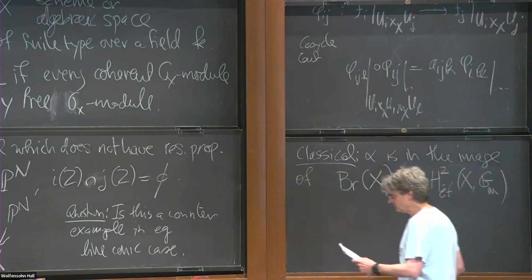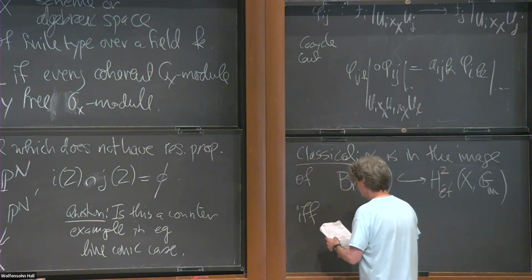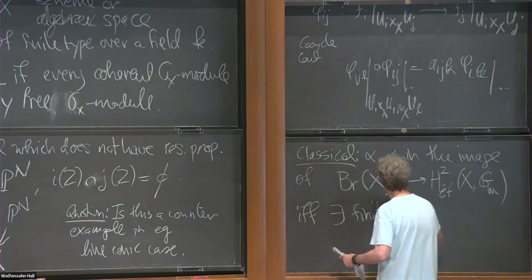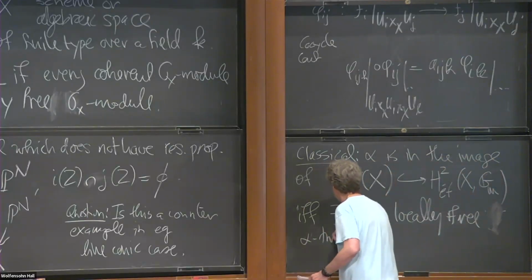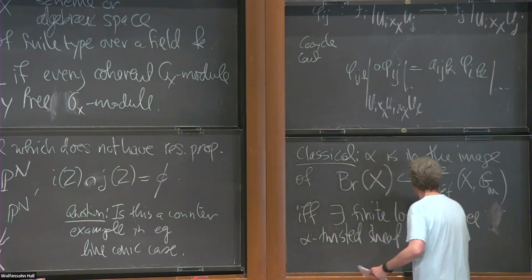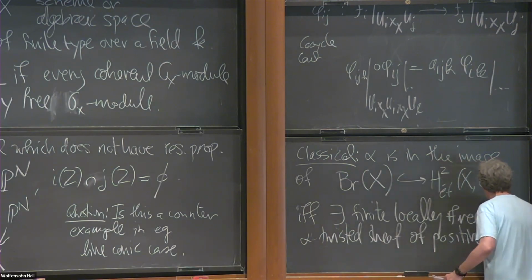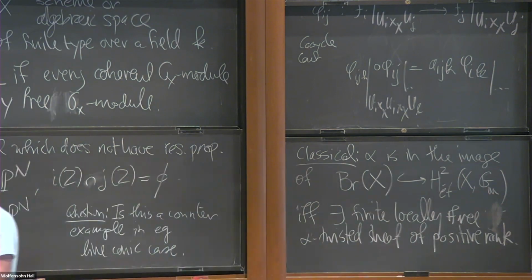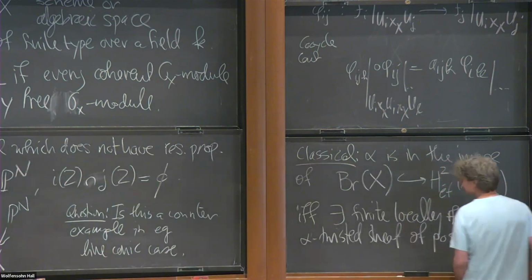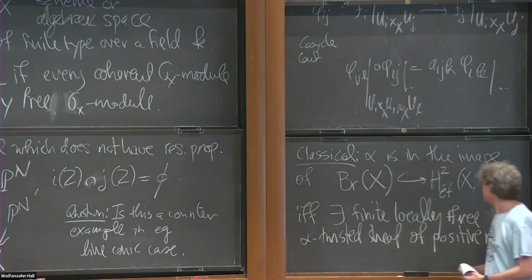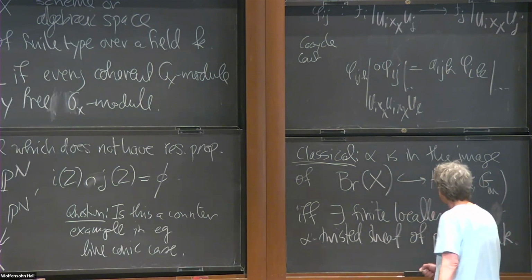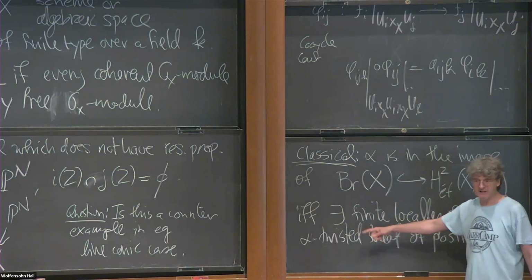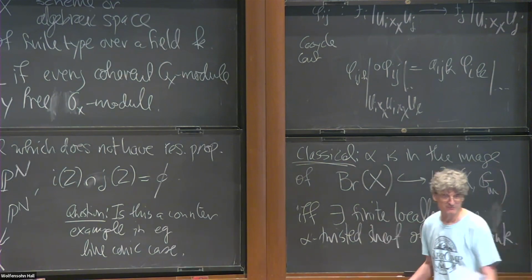And when are you in the image? If and only if there exists a finite locally free alpha-twisted sheaf F, and of course of positive rank. I should say that the rank is a function and it should be everywhere positive. You could also have constant positive rank, that's also equivalent. It's very easy to see. So now maybe you see where this is going. Instead of looking for alphas which have a finite locally free alpha-twisted sheaf of positive rank, you can look at ones which have a locally free one of positive rank.